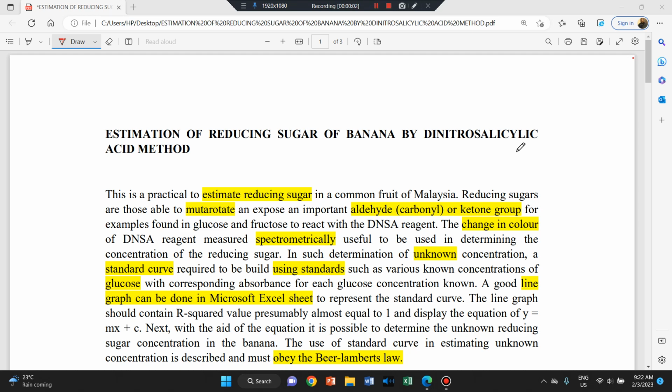This is the briefing for estimation of reducing sugar found in banana by the dinitrosalicylic acid method. This will be a practical too, for the biochemistry practical of PSB 1402. Basically, this practical is to estimate the reducing sugar, as you've been well informed in the biochemistry lecture.